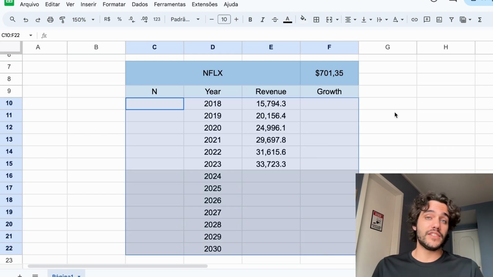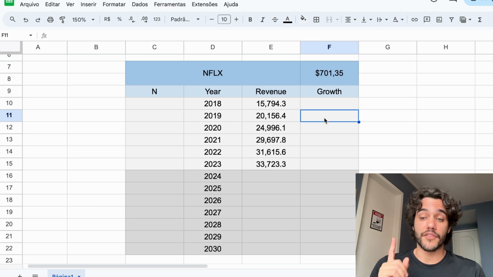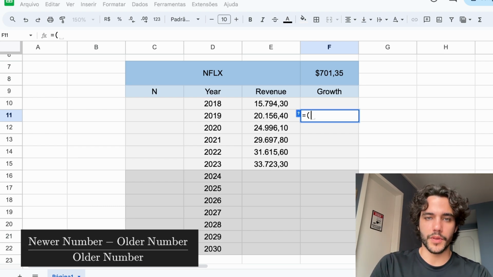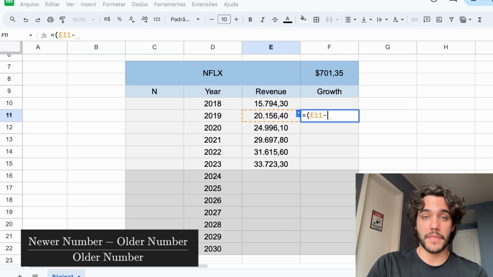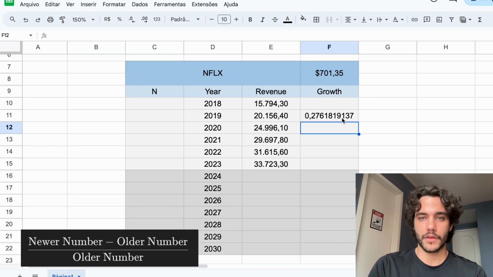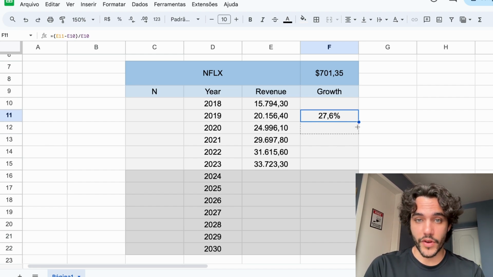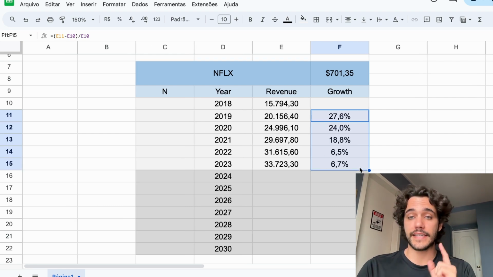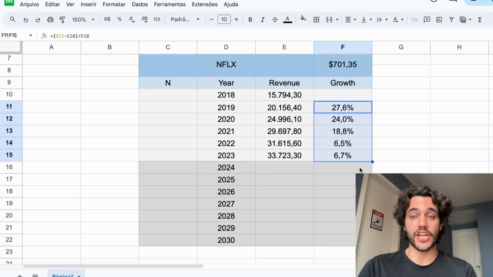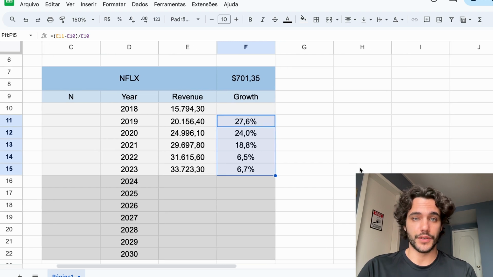Done. So now we need to know how much Netflix revenue has grown from one year to the other on average. For that, we will come here and apply the following formula. Equal, open parenthesis, newer number minus older number, close parenthesis, divided by older number. Now let's just drag this down. So next step, let's build our projection tab here.